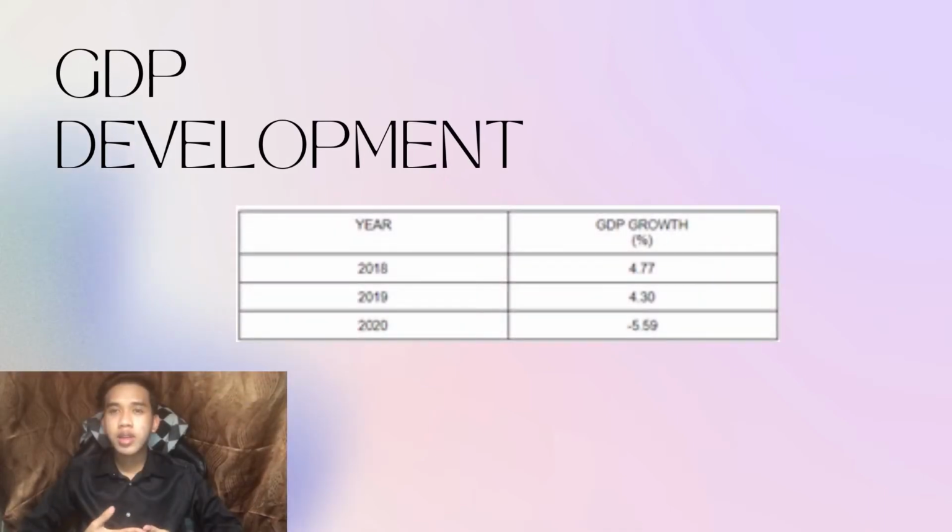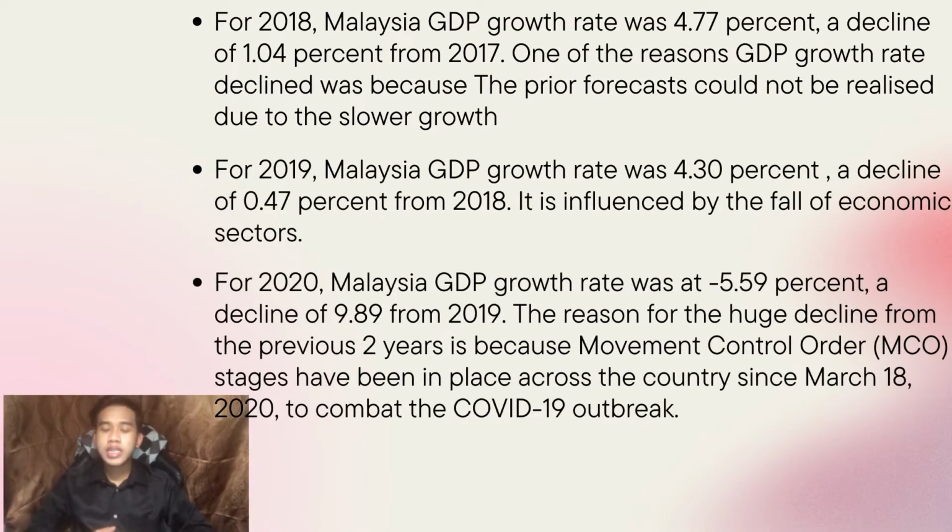This is a table of Malaysia's GDP growth. GDP is calculated as the total gross value added by all resident producers in the economy, plus any product tax minus any subsidies not included in the product value. For 2018, Malaysia's GDP growth rate was 4.77%, a decline of 1.04% from 2017. One of the reasons GDP growth rate declined was because the prior forecast could not be realized due to slower growth.